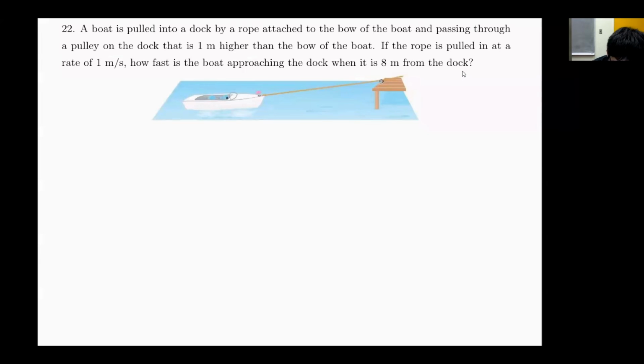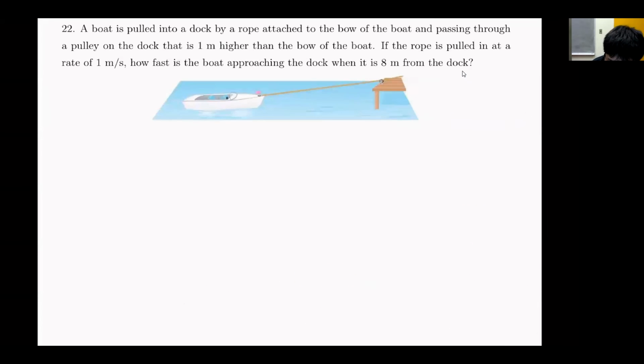Okay, let's look at number 22. A boat is pulled into the dock by a rope attached to the bow of the boat and passing through the pulley on the dock that is 1 meter higher than the bow of the boat. Okay, what a mouthful of words. If the rope is pulled in at the rate of 1 meter per second, how fast is the boat approaching the dock when it is 8 meters from the dock?